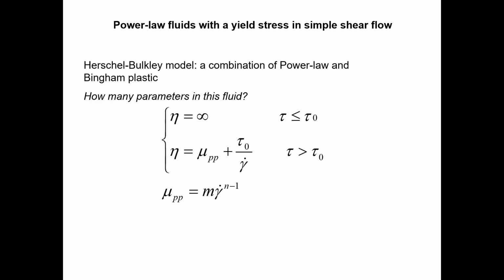Okay, write it down. This is the generalized form. This is the constant for Newtonian. So I just multiply that thing, and I'm going to get m gamma dot to the n plus tau 0. So I can recognize now this Bingham behavior. I'm just not using a constant here, I'm using a power law here.